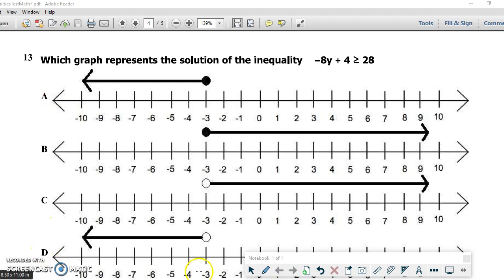So we're only dealing with A and B. So y is less than or equal to negative 3. So my sign is going to go to the left. So A is our correct answer.